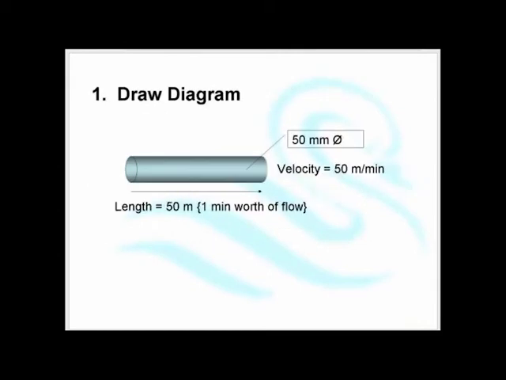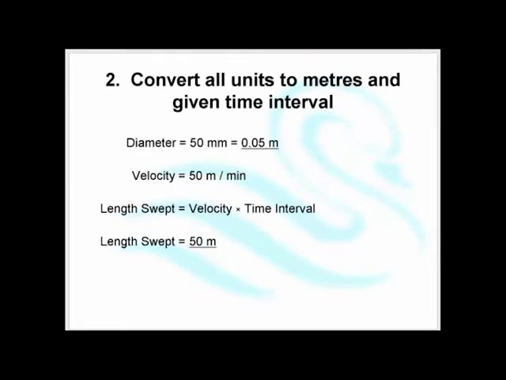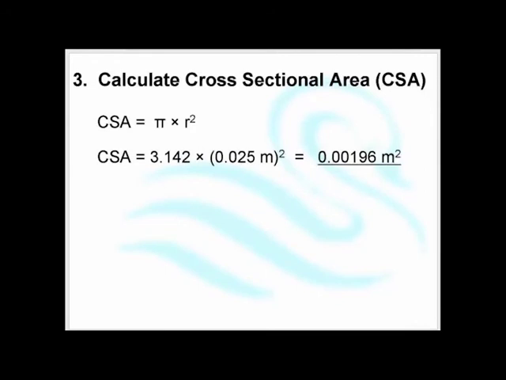So, similar steps. Step 1, draw the diagram. Same as we did before, just draw the same diagram. Step 2, convert everything to meters and the time interval, which is minutes. So in this case, it's quite easy to convert everything to meters. We just say 50 millimeters, 0.05 of a meter. The velocity is already in meters, so that's no big deal. Then, calculate cross-sectional area. This is exactly the same as what we did last time, no different.